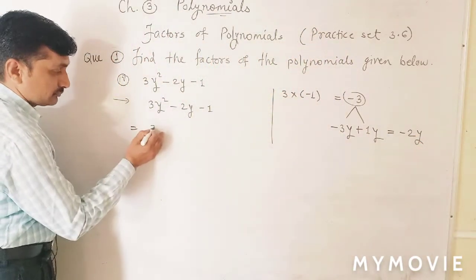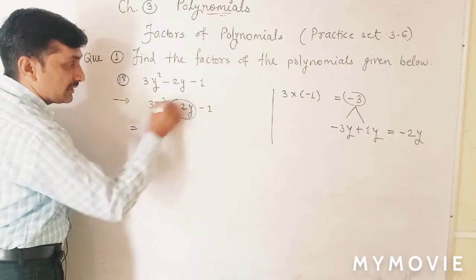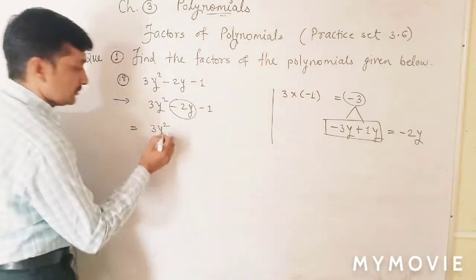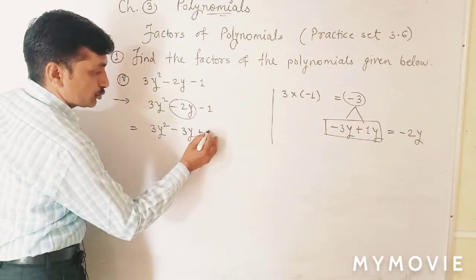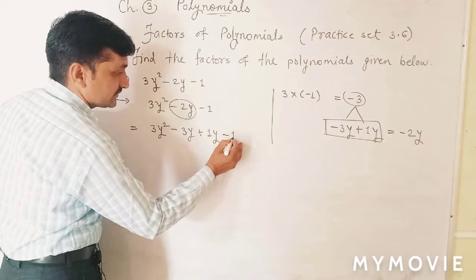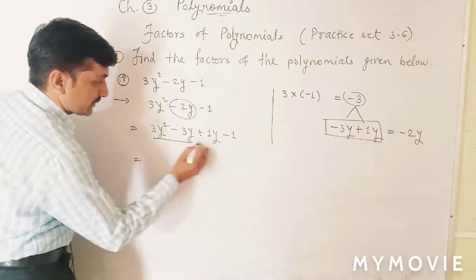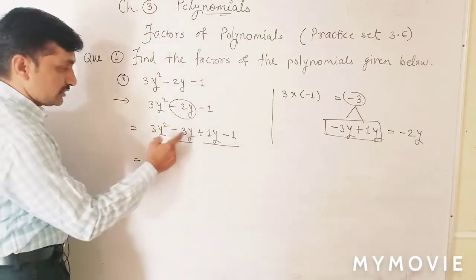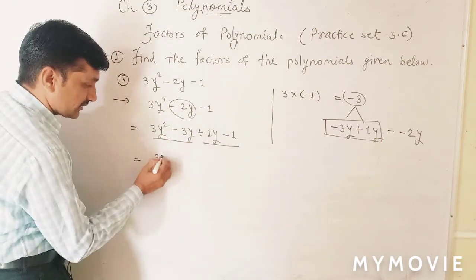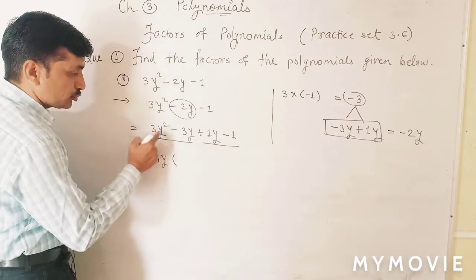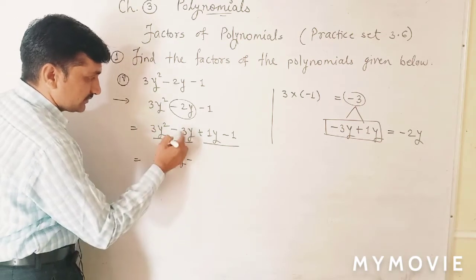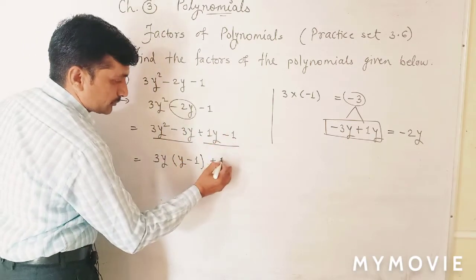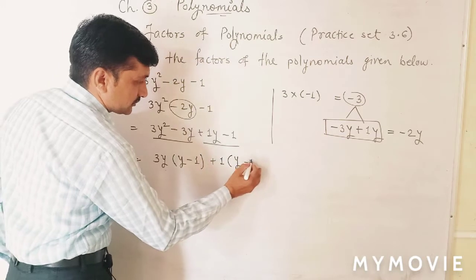Is equal to first term 3y square as it is. And now replace the middle term by these two: minus 3y plus 1y, and this minus 1 as it is. After this, grouping. After grouping, common out. Here 3 is common, here y square, here y is common, in bracket 3, y is uncommon, minus; in the whole term 1 is common, plus here what is common, 1 is common, y minus 1.